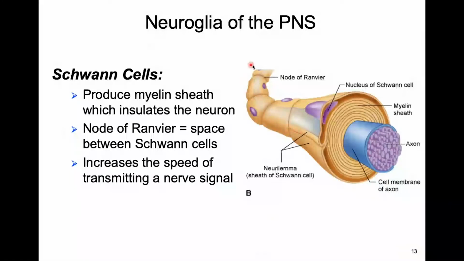Now, with these Schwann cells, remember Schwann cells are located in the peripheral nervous system, and they are there to produce the myelin that insulates the neuron, and the gaps between those Schwann cells are known as the nodes of Ranvier. And the whole point of myelination, whether it's the central nervous system or the peripheral, is to increase the speed of transmitting that specific nerve signal.